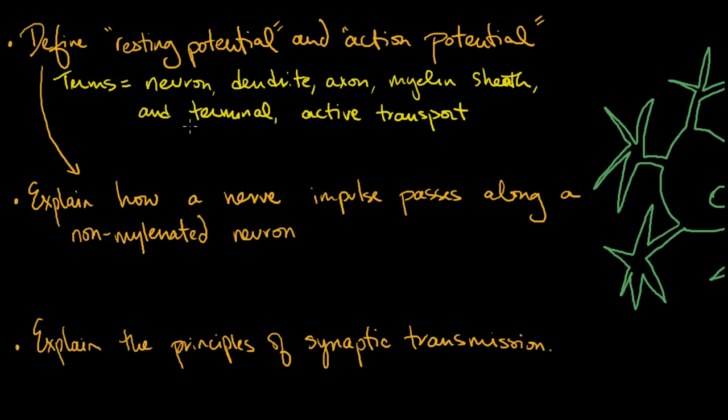So I listed a couple of terms down here underneath resting potential and action potential, but actually some of these terms are related to the second bullet here. So we have to define a couple of things: neurons, dendrites, axons, myelin sheath, and the terminal, as well as the process of active transport. We're going to talk about active transport more explicitly in the next unit, but it is important to understand in this section because this is a classic example of active transport, and you need to understand it in order to understand how a nerve impulse is passed along.